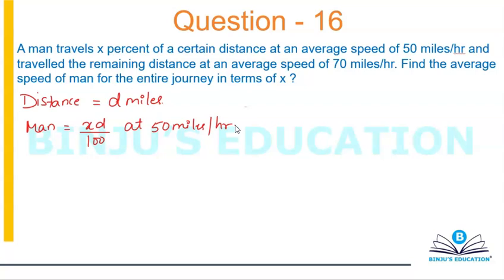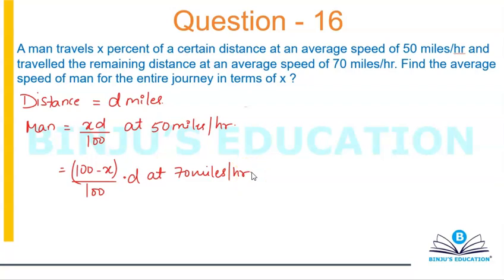And travels the remaining distance at an average speed of 70 miles an hour. Now if X% is already traveled, the leftover distance will be 100 minus X%. So the remaining will be (100 minus X) divided by 100 into D, and this is at 70 miles an hour. Find the average speed of the man for the entire journey in terms of X.